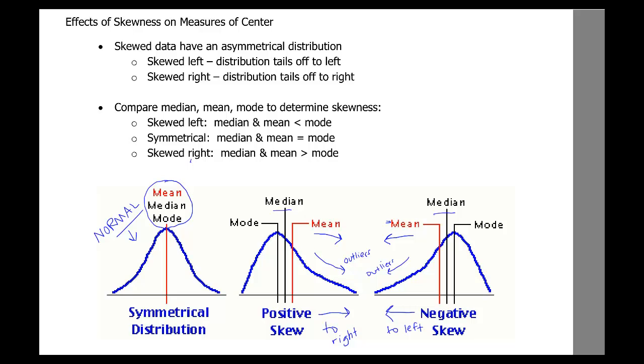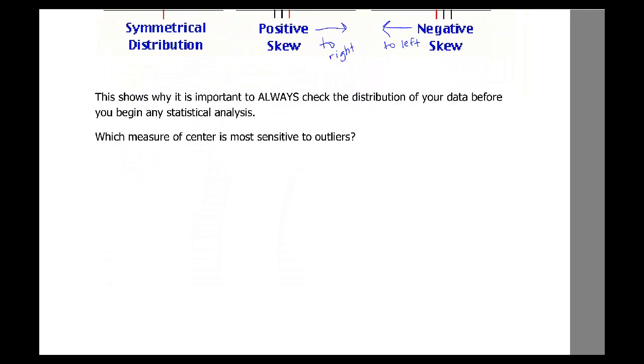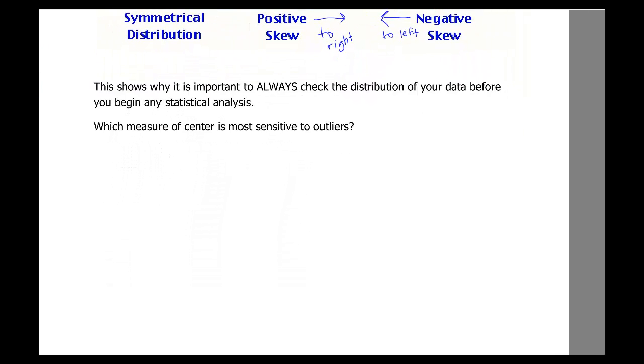So if we want to write something down at the bottom of the page here, it's always important to check the distribution before you begin any statistical analysis. That's something that we'll learn about as we do each statistical test. We're going to always check to make sure we have a normal distribution. So that means the mean is reliable. The one that's most sensitive to outliers is the mean. And the mean gets pulled to the direction where the outliers are.